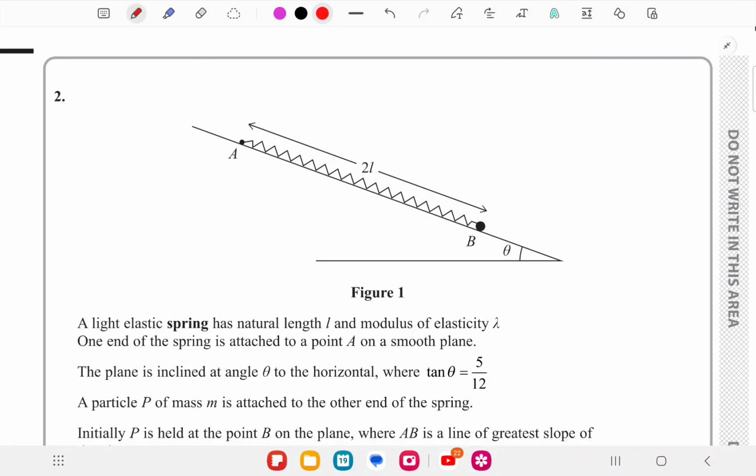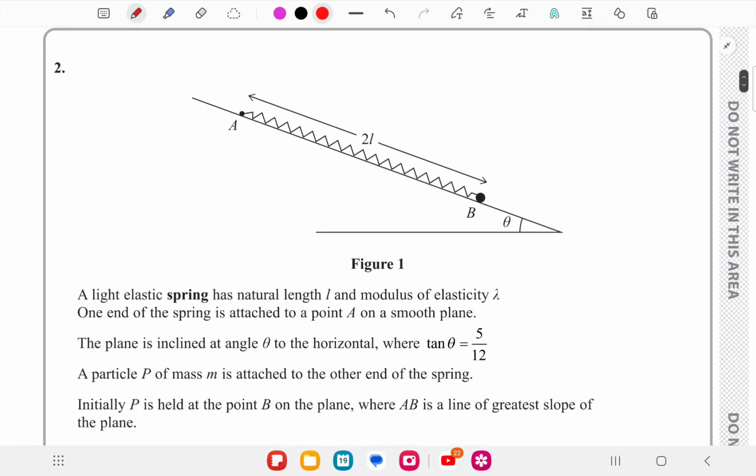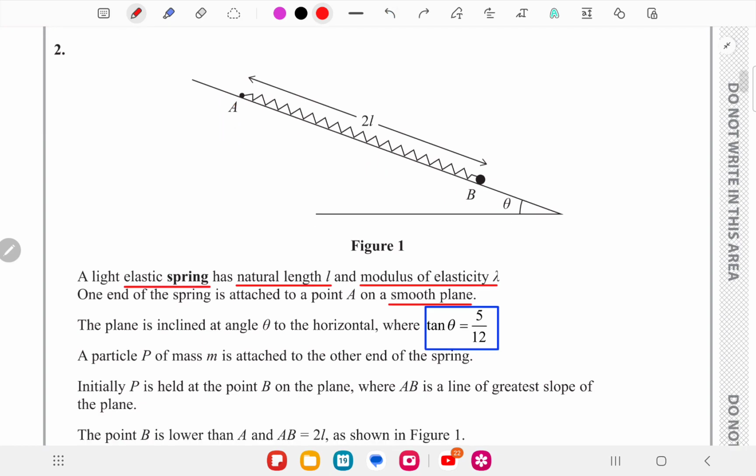In question 2, we are given this situation. There's a light elastic spring with natural length L. It has a modulus of elasticity lambda and it's on a smooth plane, the plane from A to B. This plane is smooth. And we are given that tan theta is 5 by 12.